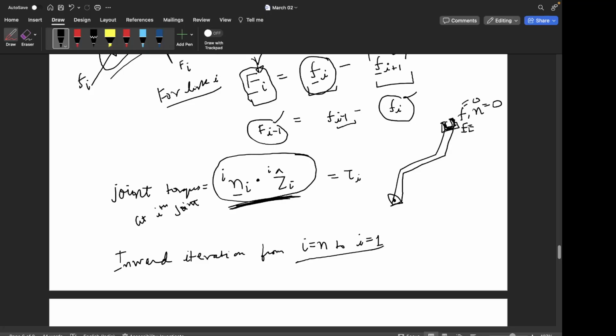Okay, if this is in contact with something, let's say the manipulator is like this, and it is pushing on something, then the end effector has some non-zero force or some non-zero moment also. So in that case you will start with that end condition.